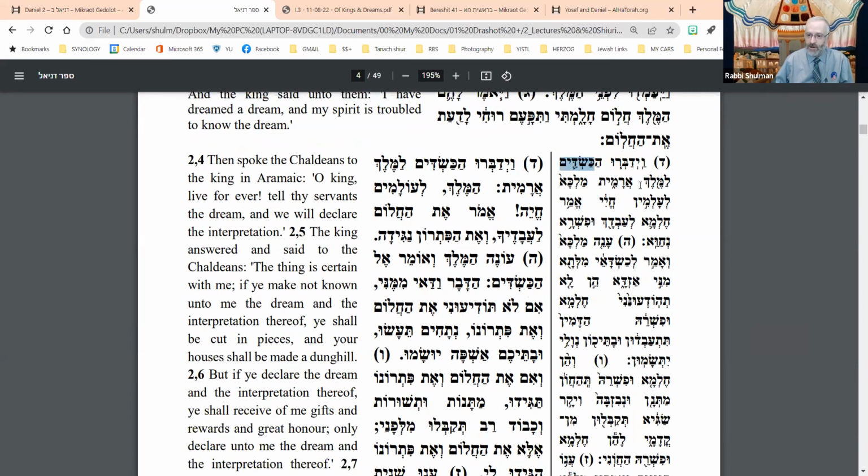the Chaldeans spoke to the king in Aramaic, which was their mother tongue, and therefore the text now shifts to Aramaic, Malka la'almin. Right? So we're going to shift from here into the middle column, which is the Hebrew translation. Hamelach l'olamim chiyeh, long live the king.